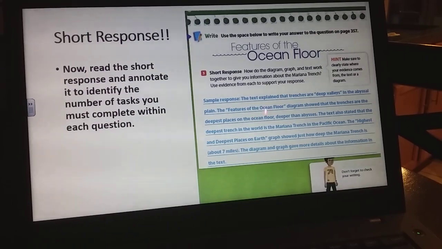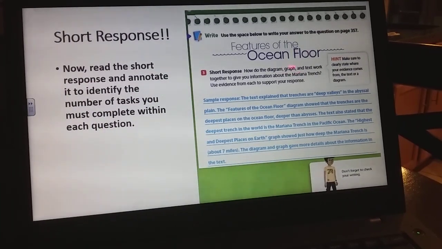So it says the features of the ocean floor diagram showed that the trenches are the deepest places on the ocean floor, deeper than the abyss. Well, we saw that when we looked at that diagram and saw that those trenches were a little bit deeper down on the diagram. The text also stated that the deepest trench in the world is the Mariana Trench in the Pacific Ocean. That's what the text said. Then it says the highest and deepest place on Earth graph. So now I'm taking care of the information on the graph.